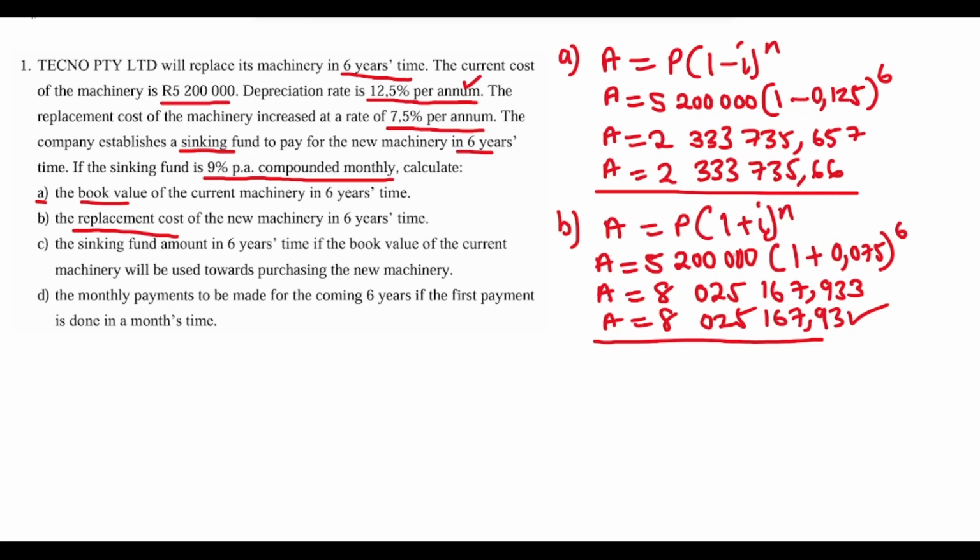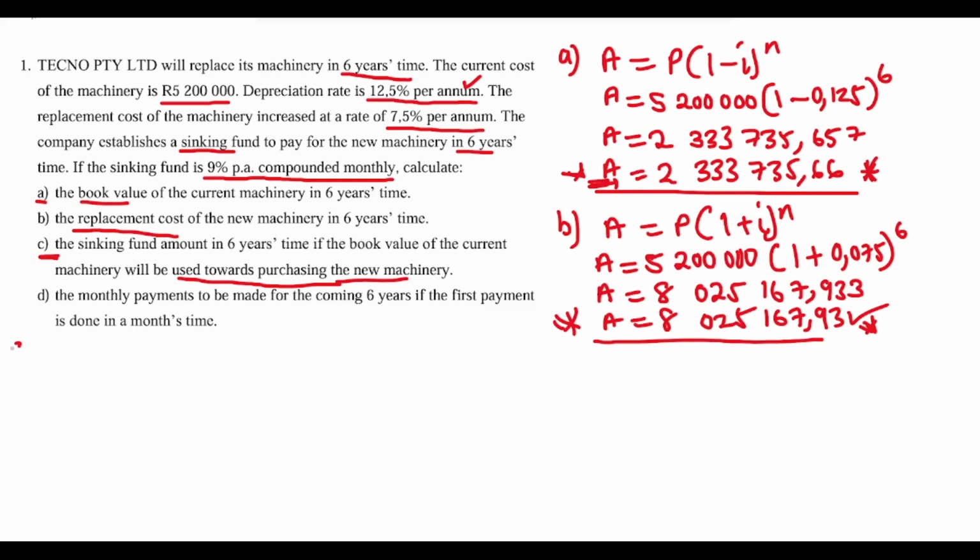And then what do companies do? They sell the old machinery using the book value, and then they go and buy the new machinery. But how much does the company need? It needs the gap, or the difference between this value and this value. When they sell the old machine, they are going to get this amount, and then they just need to top it up, so that becomes 8,025,167.93. So how much is needed there? That is the sinking fund. The sinking fund amount in 6 years' time, if the book value of the current machinery will be used towards purchasing the new machinery. So how much will the company need?